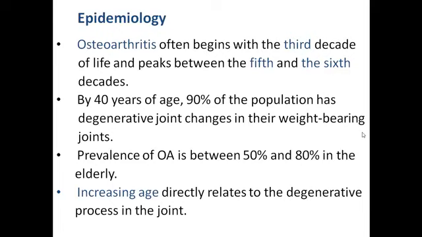Epidemiology. Osteoarthritis often begins in the third decade of life and peaks between the fifth and the sixth decades. By 40 years of age, 90% of the population has degenerative joint changes in their weight-bearing joints, mostly in the knee joint, as well as the back. Prevalence of osteoarthritis is between 50% and 80% in the elderly. Increasing age is directly related to the degenerative process in the joint.